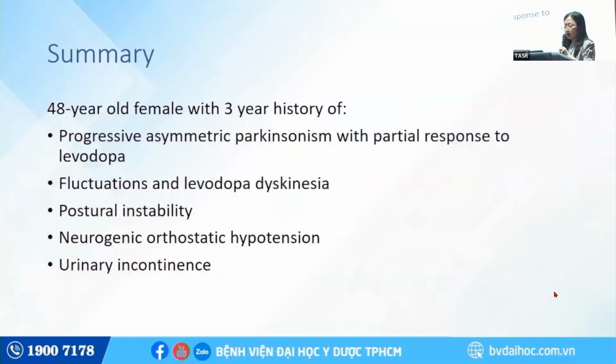So to sum up, this is a 48-year-old female with a 3-year history of progressive asymmetric Parkinsonism with partial response to levodopa. She had fluctuation and levodopa dyskinesia. She had postural instability, neurogenic orthostatic hypotension, and urinary incontinence. So the question is for the audience. Do you recommend any differential diagnosis for this, or do you have any other diagnosis for the patient?